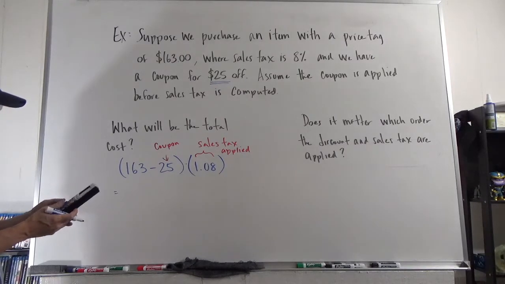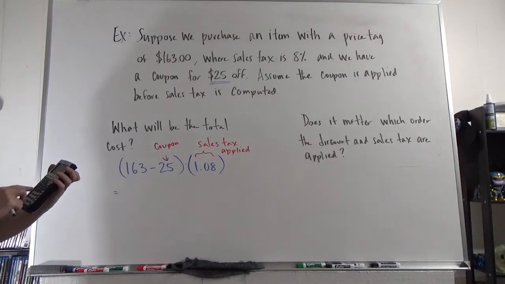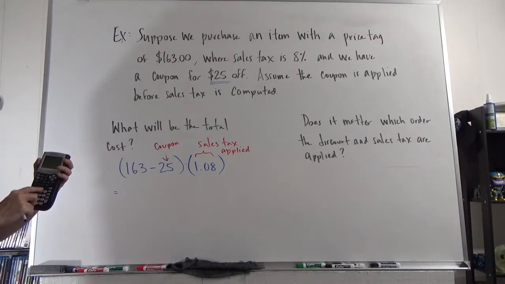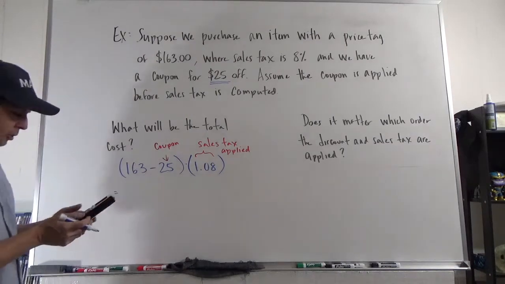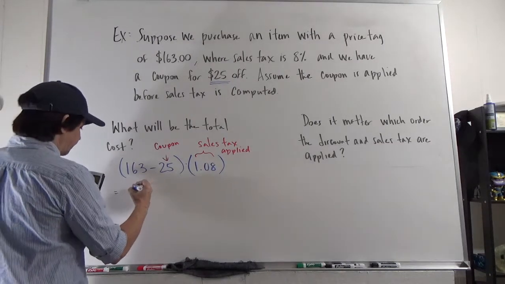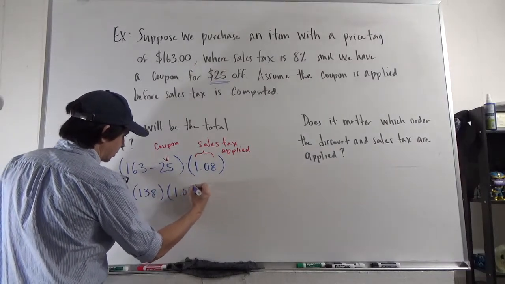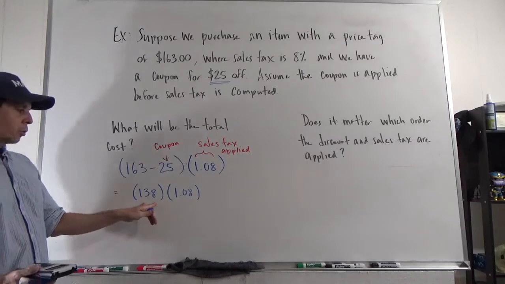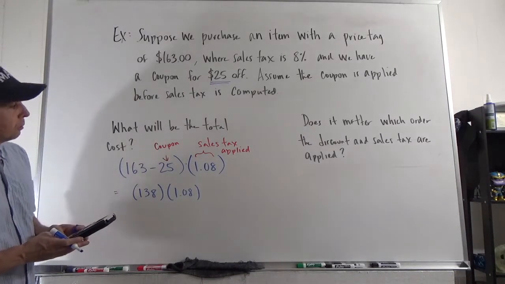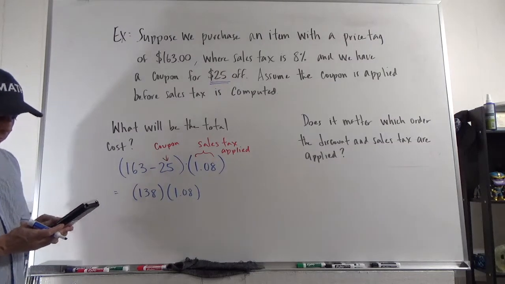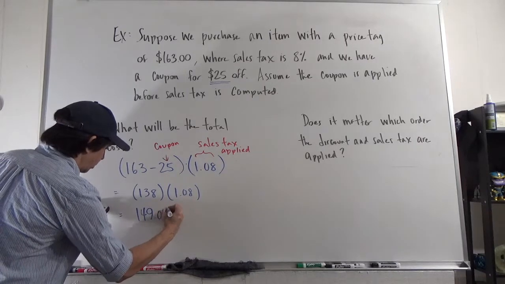I would do it in steps. You could do it in one computation, especially if you have this kind of calculator where you can do the grouping. Right above the 8 and 9 key there are open and closed parentheses, and you could type this in exactly as it's written and get a single answer, which is fine, I don't mind it. But let me just do it in steps. 138 is after the 25 discount is applied, and then we multiply that by 1.08. And we get our total, 149.04.